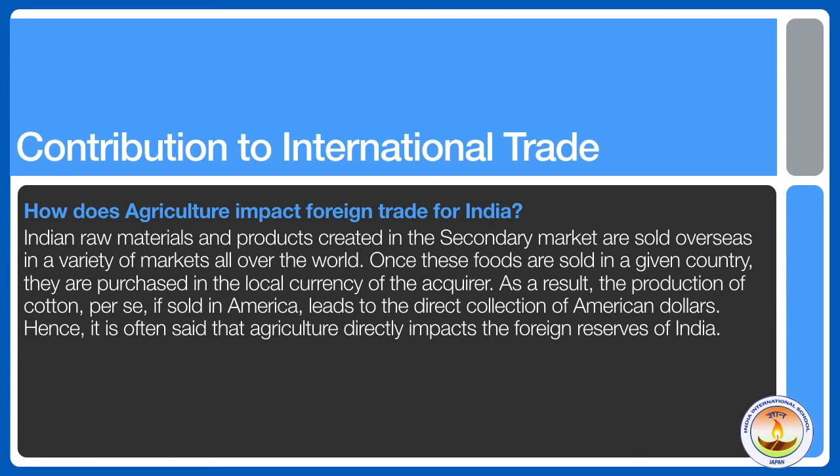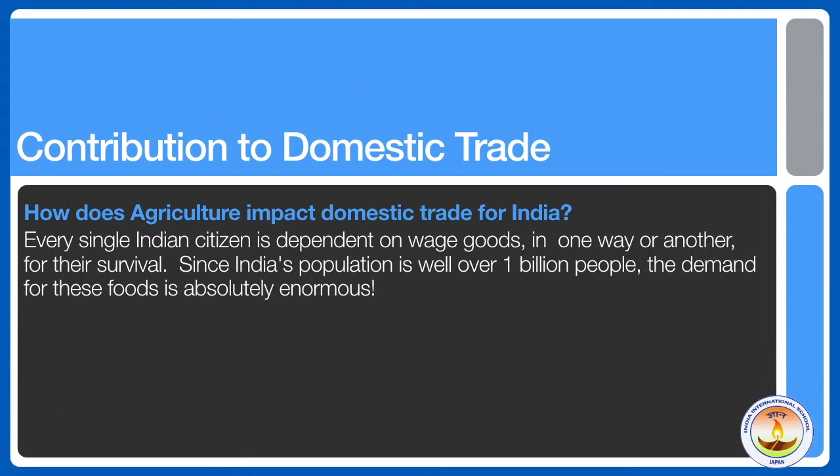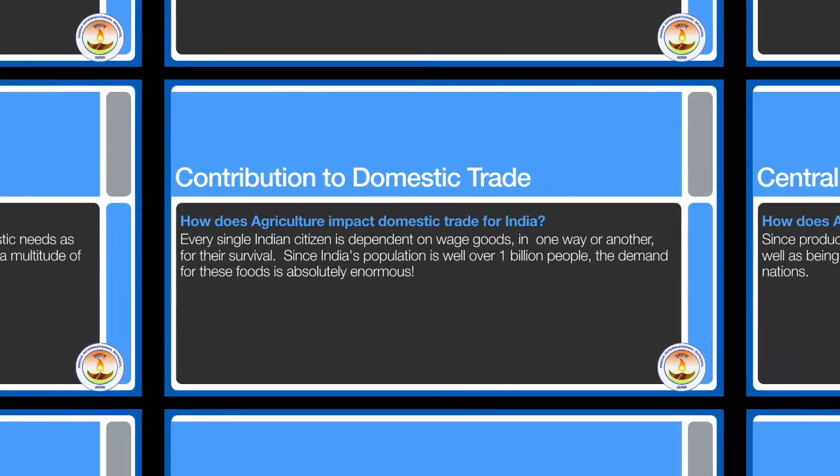Next, what about its contribution to domestic trade? Well, every single citizen, as we mentioned earlier, is dependent on the agricultural sector for wage goods, and the number of people is well over 1 billion. So the amount of domestic demand is astronomical.